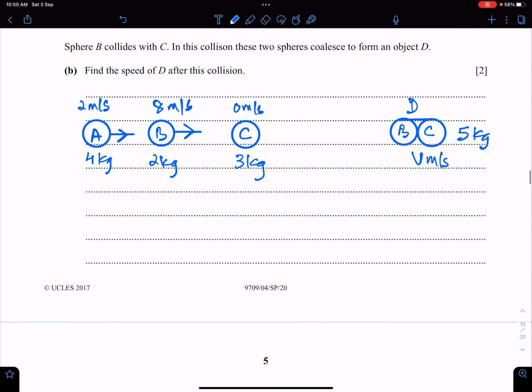So this is very simple. Total momentum before the collision: 8 into 2, this is the momentum of particle B. Momentum of C is 0 and momentum of D is 5 into V. Hence V is 3.2 meters per second.